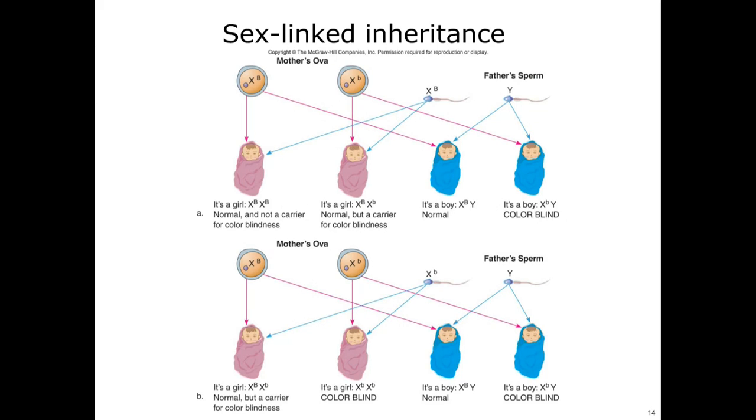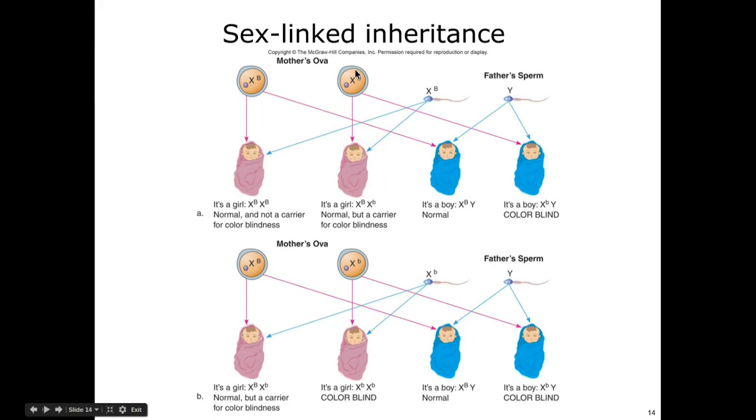So here's an example, and you probably saw this in Bio 1. It's an example of color blindness, very common. And they're showing you different mothers and fathers. So we have mom here, which has a big B, which is normal color vision, and little b, which is color blindness. And then this father is a typical individual, can see color, just in the same way most individuals can. And so you're ending up with a girl who is normal and not a carrier, a girl who is normal but a carrier, a typical boy, and then you end up with a colorblind boy.